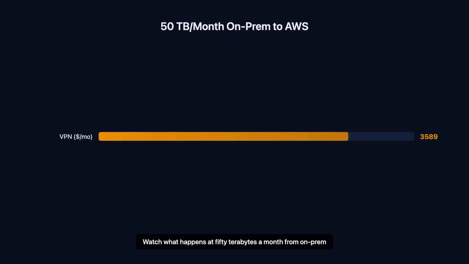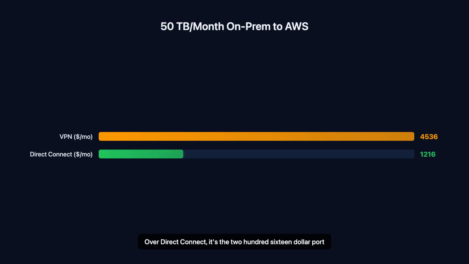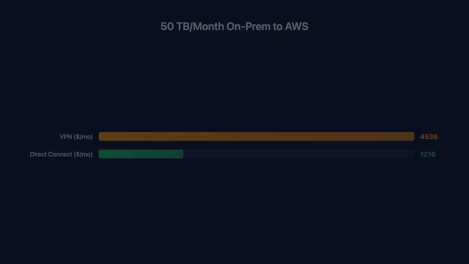Watch what happens at 50 terabytes a month from on-prem to Amazon Web Services. Over VPN, you pay the $36 connection plus 50,000 gigabytes at 9 cents, about $4,536. Over Direct Connect, it's the $216 port plus that same volume at 2 cents, about $1,216. That's over $3,300 a month saved, entirely because the per gigabyte rate is so much lower at high volume.